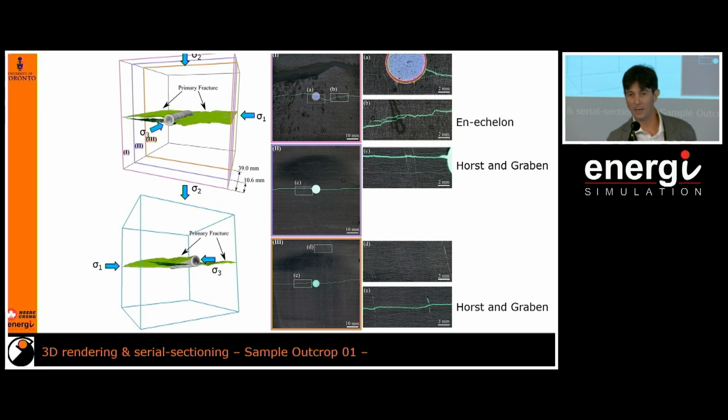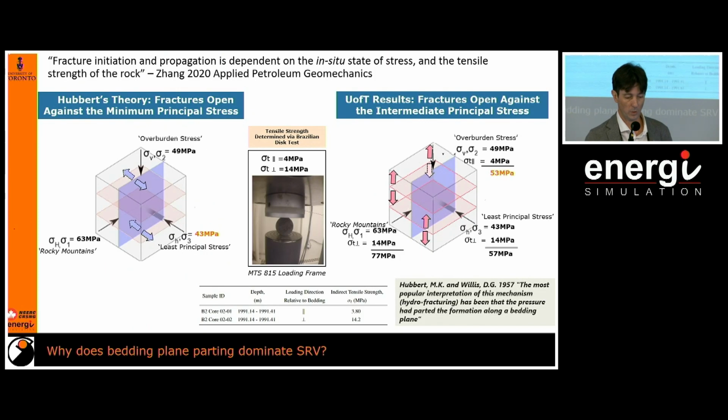Now, when you look at the real geometry and you zoom into the rock, these are real results mapped out of one of our experiments. You can start seeing en echelon fractures, horst and graben activation in our samples. But en echelon fractures are also a proxy for shear. So the cube not only opened along the bedding planes, but there's an indication of some shear displacement along those bedding planes. So that's quite interesting.